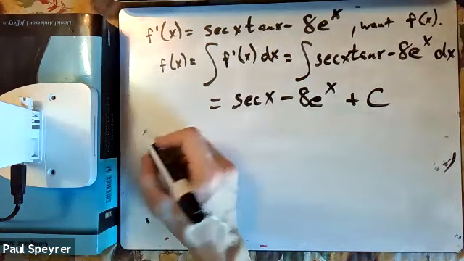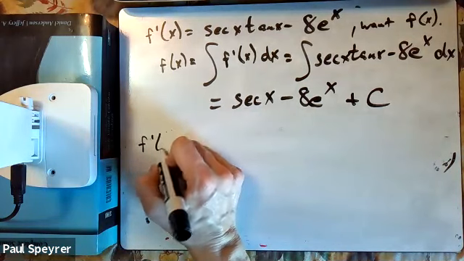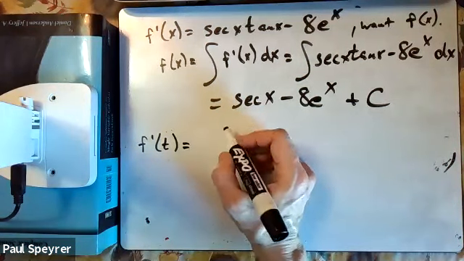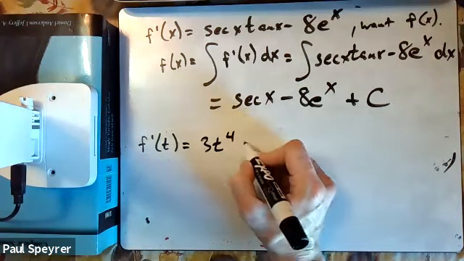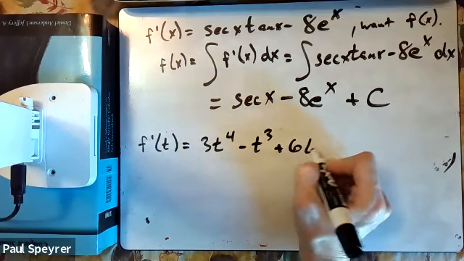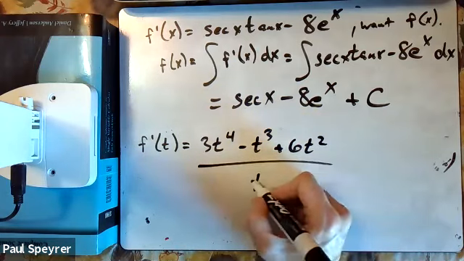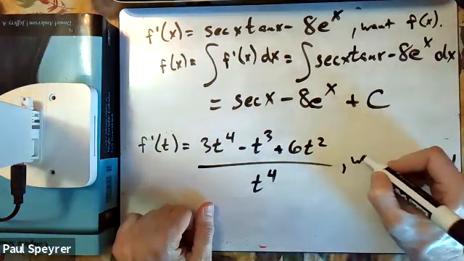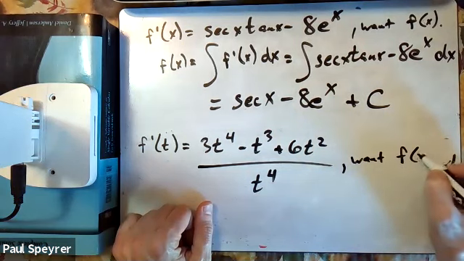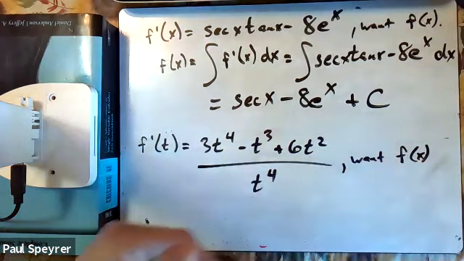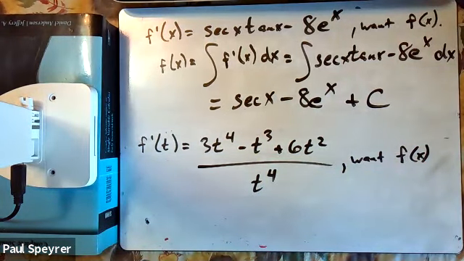What if I have f prime of, I'll say t this time, it doesn't matter. F prime of t equals 3t to the fourth minus t cubed plus 6t squared over t to the fourth. And again, we want f of x. So we started with the derivative. We want to go to the original function. How do we do that? We take the antiderivative.